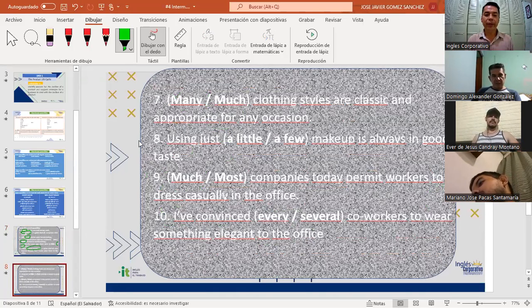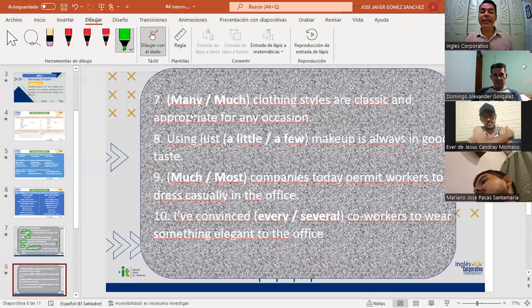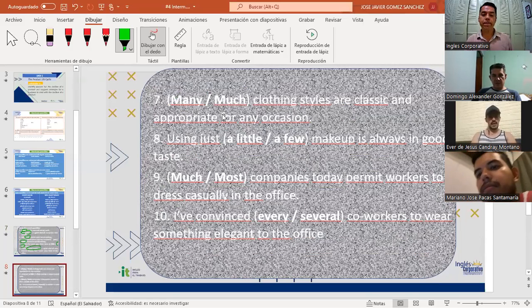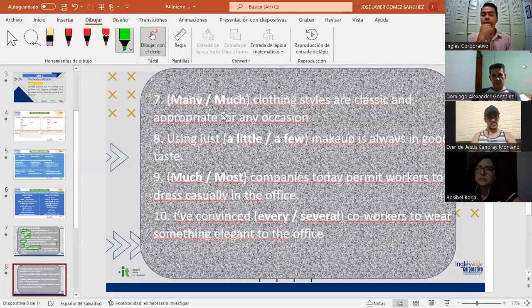Now, Oscar. Oscar Arnulfo. Creo que solo está de listen, Oscar Arnulfo. Okay. Rosemary. Yes. Okay, thank you. Rosemary, many clothing style or much clothing styles? Much clothing style are classic and appropriate for any occasion. Okay, listen, clothing. Many styles, okay, many. Many clothing styles are classic and appropriate for any occasion. Correct, thank you, Rosemary.